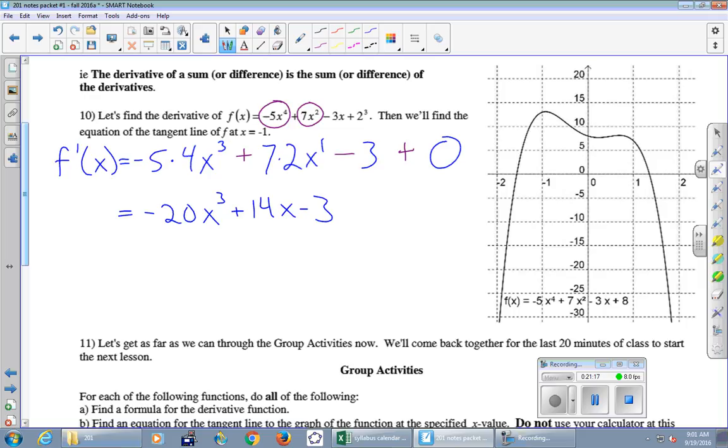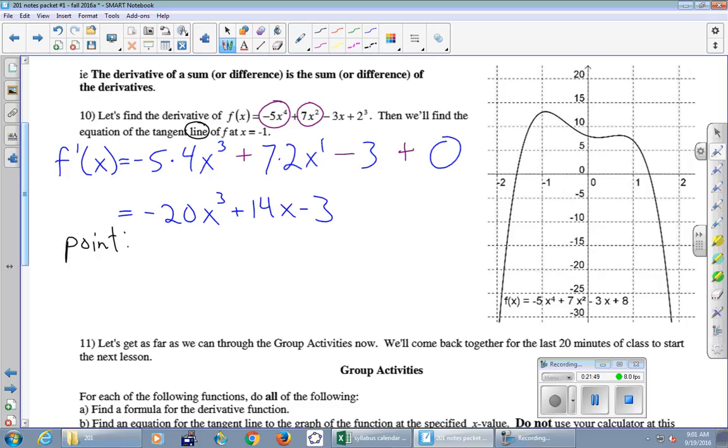Okay, so follow-up question. The equation of the tangent line of f at x equals negative 1. All right, let's give it a shot. So in order to find the equation of any line, we need two pieces of information. We need a slope and we need a point. Sometimes that point is the y-intercept, but slope and point are the two things we need. All right, let's find the point. We need a point that is on the graph of that tangent line.